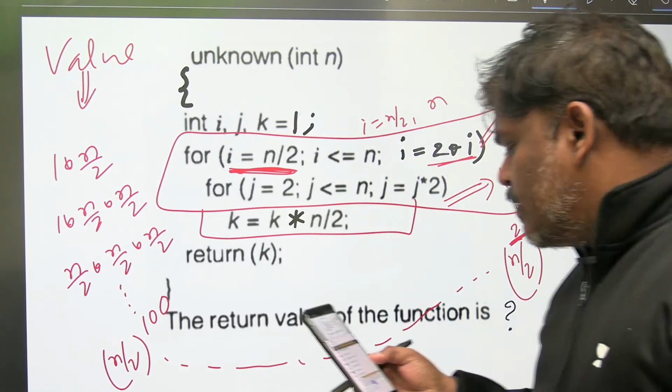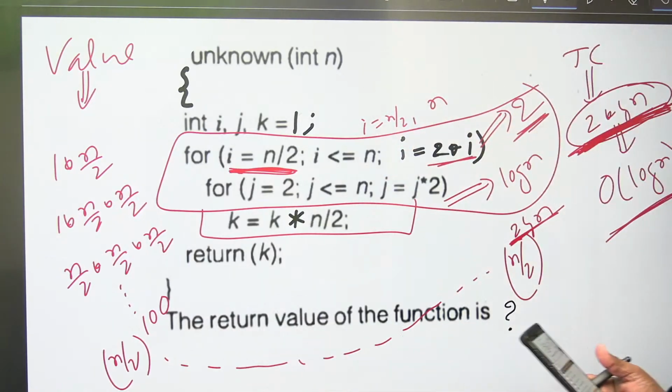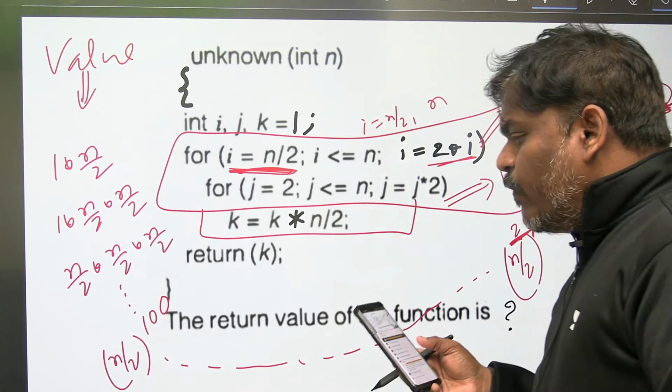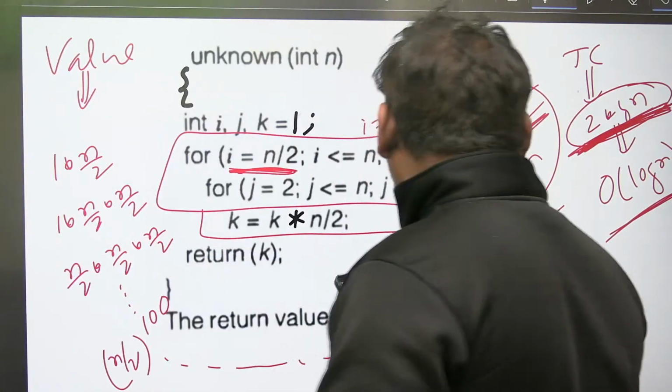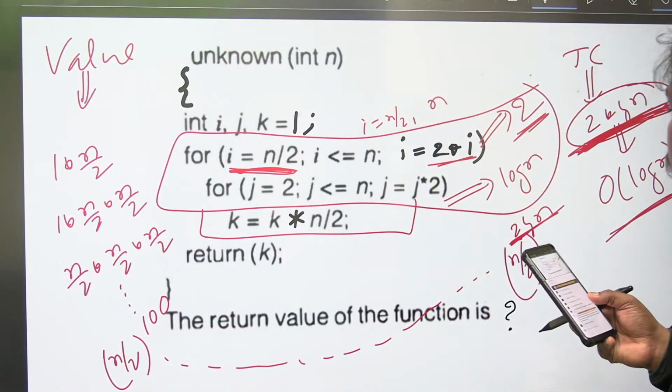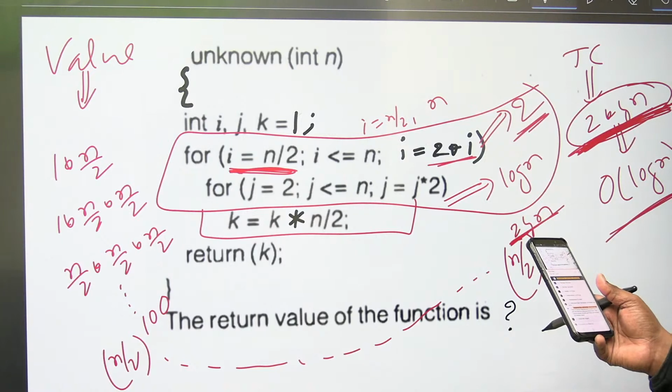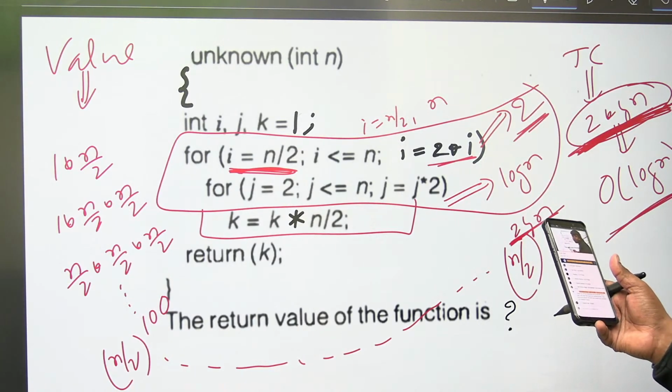Right, exactly. So this is the answer. Please take care. If anyone made a small mistake, can you rectify? Time complexity is log n, value is n by 2 whole power 2 log n.